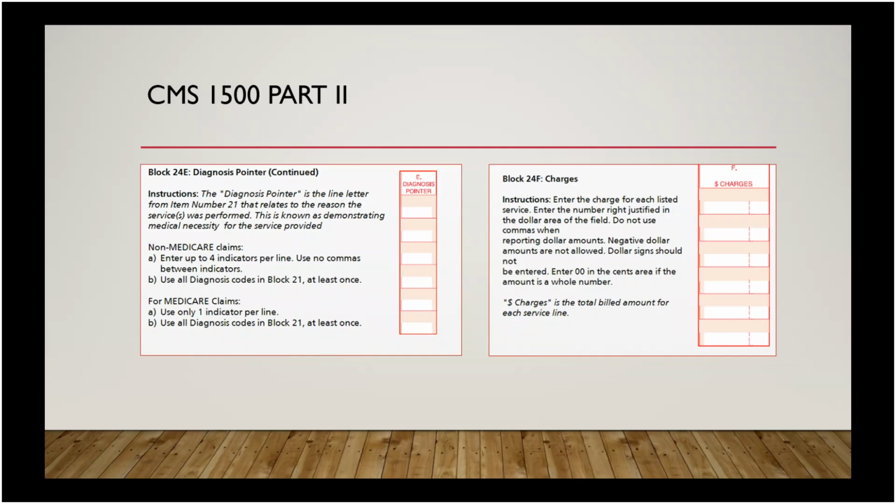24F is our charges. So enter the charge of each listed service. Enter the number right justified in the dollar area of the field. Do not use commas when reporting dollar amounts. So charges is the total billed amount for each service line.